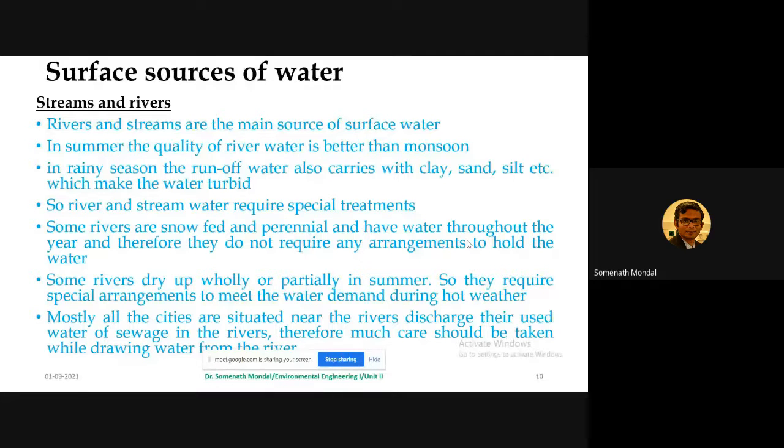Mostly all the cities are situated near the rivers and discharge their used water or sewage into the rivers. That is also a source of contamination, which as environmental engineers we should keep in mind. Therefore, much care should be taken while drawing water from the river. You need to ensure that the water drawn from the river is not contaminated to the extent that it becomes unhealthy, toxic, or uneconomical to treat. That part also should be ensured here.